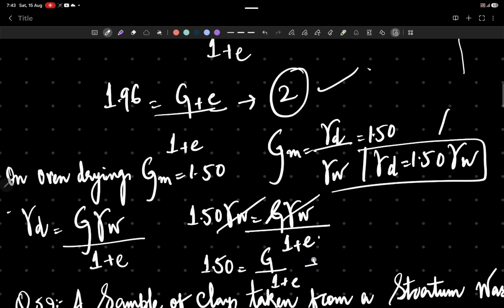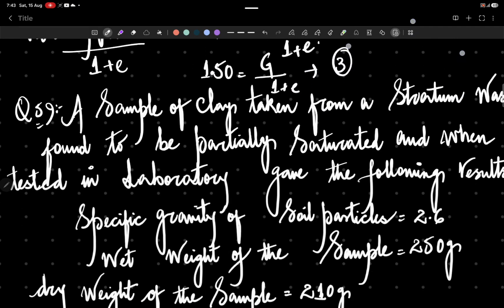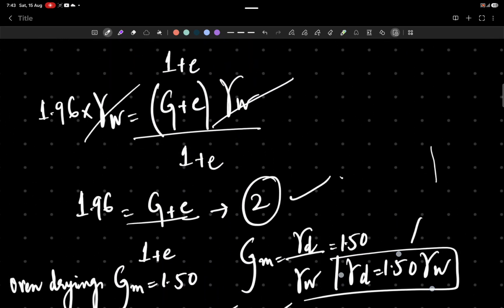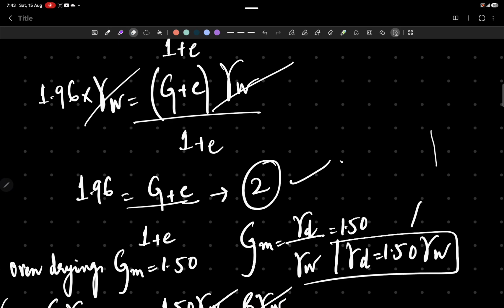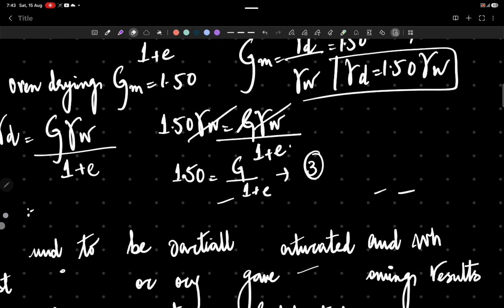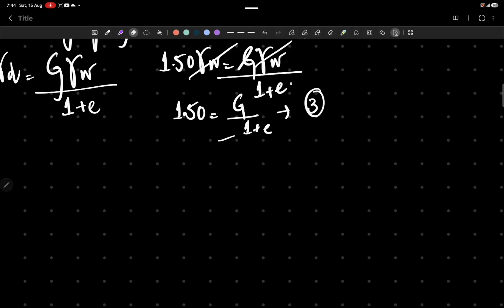Let me call this equation third. I don't have space over here, so I'll have to rub this question. Let me rub this over here so that I have space. All right, so I have erased this.